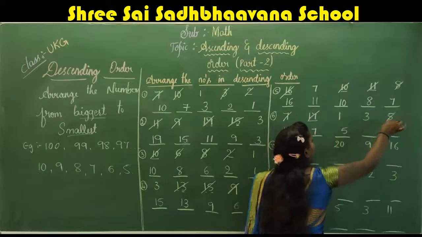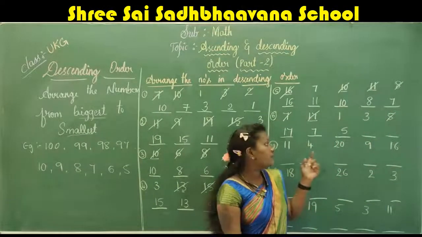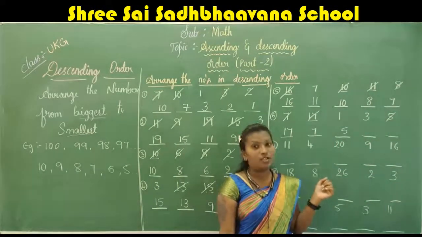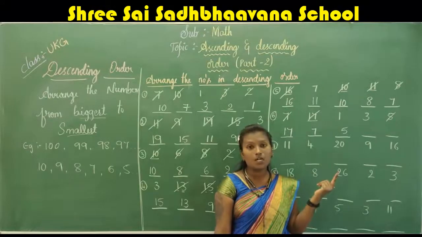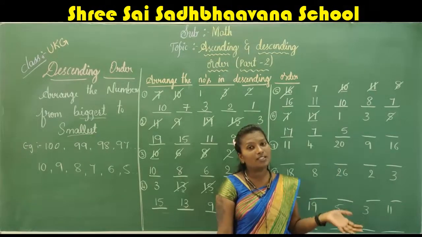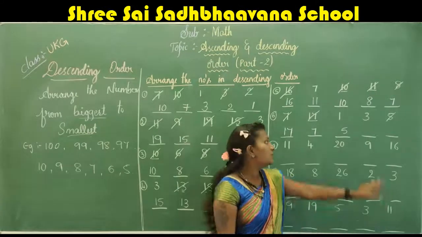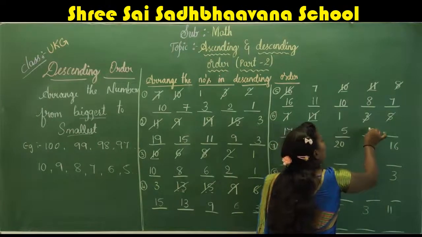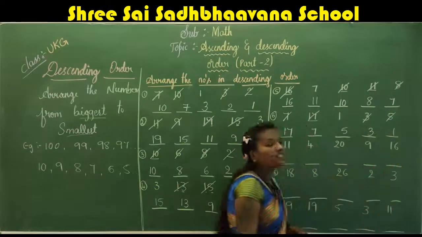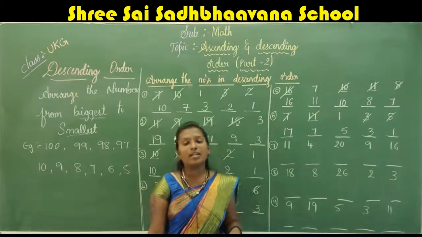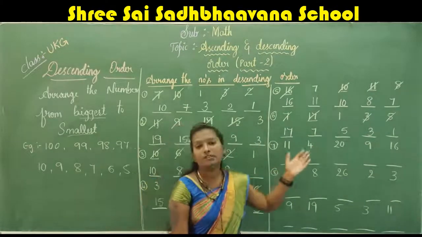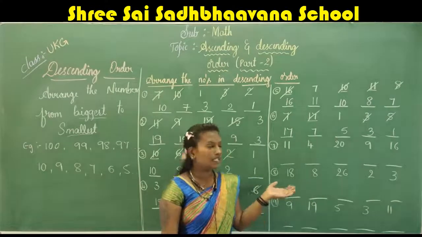Good, children. Next, number 1 and number 3. So 3 is bigger than number 1. 1 is smaller than number 3. So here we have to write number 3 and last number is number 1. Because 1 is smallest number, that's why we have to write in the last.